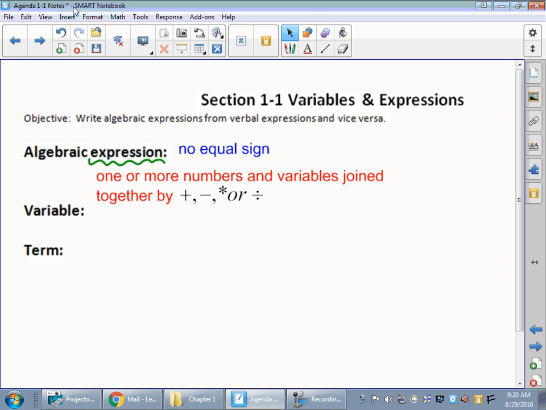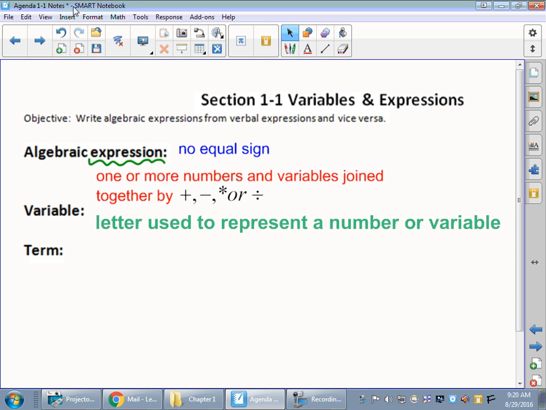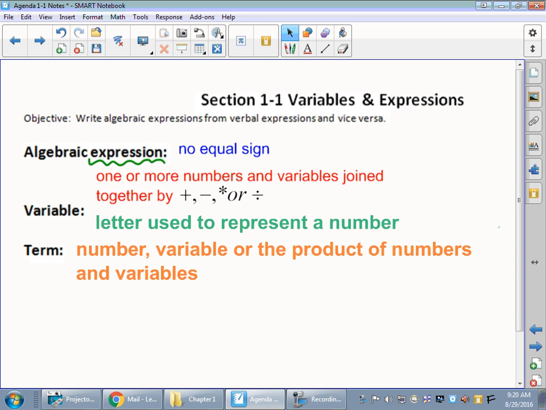This was the best multiply sign I could come up with. It just wasn't working for me. So a variable, we all know, is a letter that's representing a number. And a term is a number, a variable, or the product of those things. So for example, a term could be 3x because we're multiplying a 3 and an x.